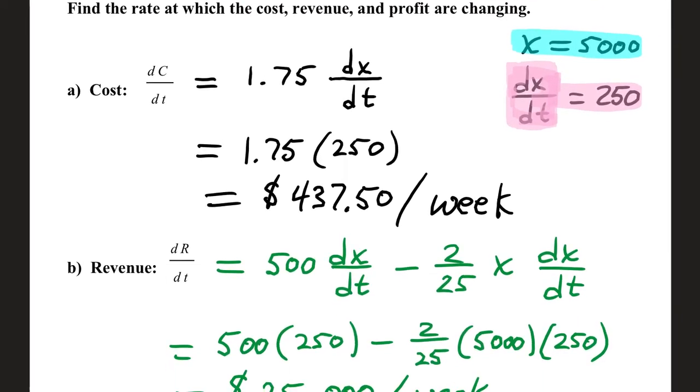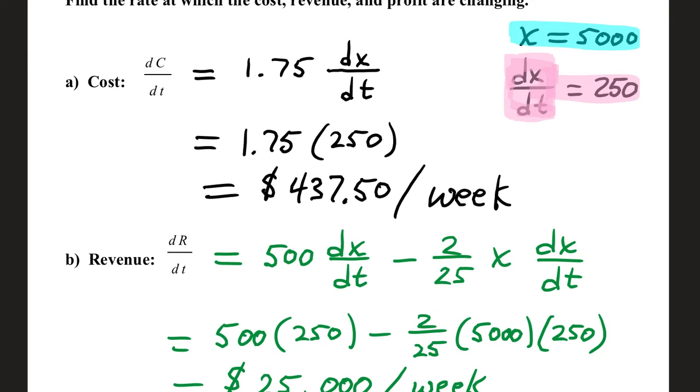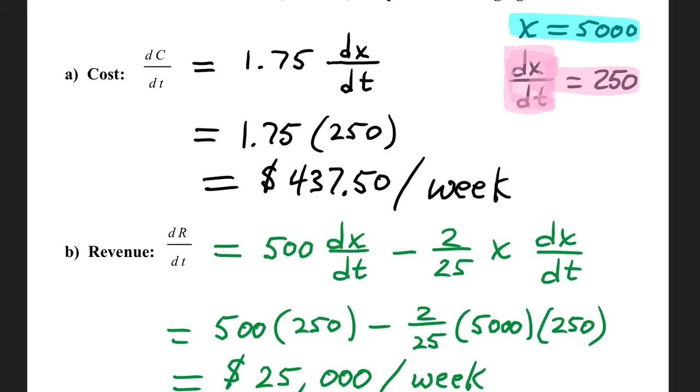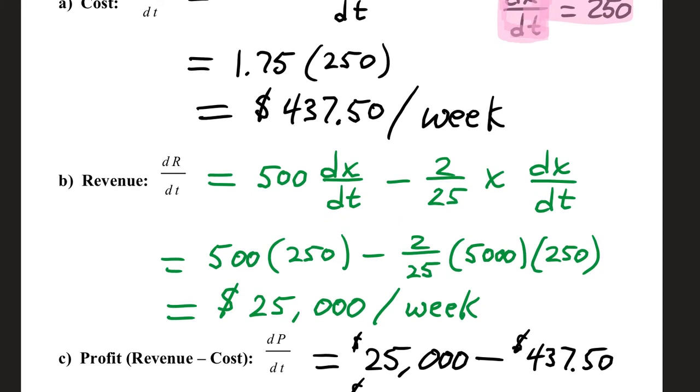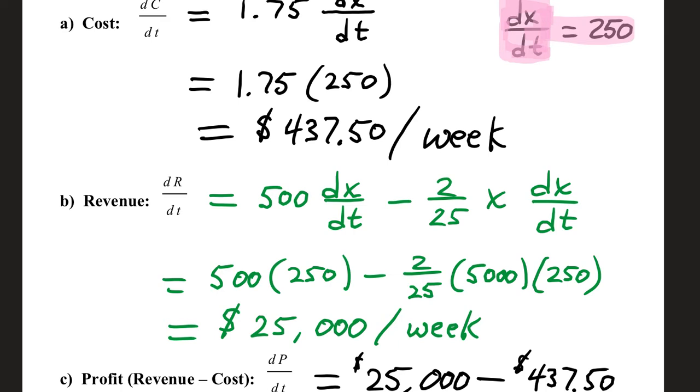Plugging in the values from the description of the problem, we have 500 times 250 minus 2 over 25 times 5,000 times 250. Using your calculator, this is a change in revenue of $25,000 per week. Since profit is defined as revenue minus cost, our change in profit is going to be the difference between answer B and answer A. The change in revenue minus the change in cost will be the change in profit.